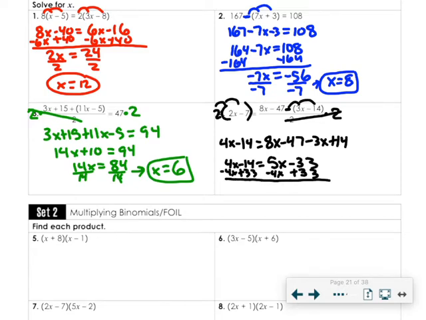On the left, I have 19. On the right, I have 5x minus 4x, which is 1x. So 19 is my answer. So those multi-step equations, just knowing what to do and in what order.